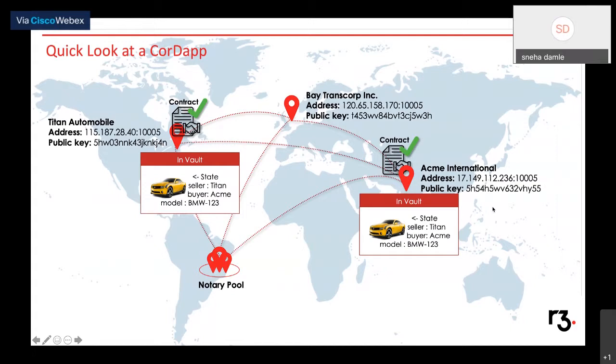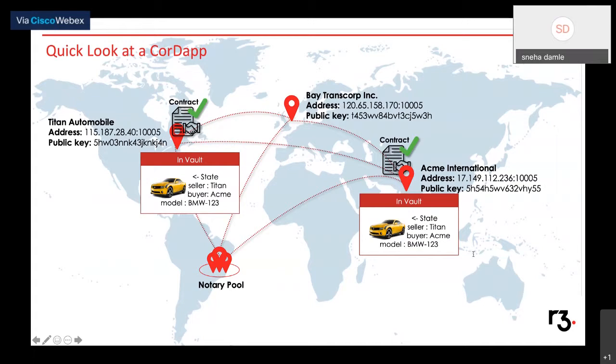Now, just imagine how we can model this kind of process, this kind of deal, on Corda. In Corda, this can be modeled using three very basic things: the states, the contract, and the flow. These are the three basic things needed when you want to develop an application on Corda. So let's take a look at what steps can be done to model this in Corda using states, contract, and flows.